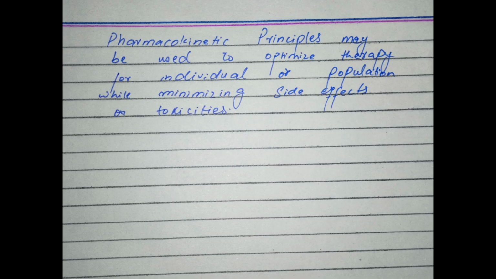Now we move toward the dose adjustment, where the pharmacokinetic principles are used to optimize therapy for a given individual or a patient population while minimizing side effects or toxicities. Monitoring the drug and correlating it with the therapeutic benefits provides another tool to individualize therapy. Vd, the volume of distribution, is useful because it can be used to calculate the amount of the drug needed to achieve a desired plasma concentration.